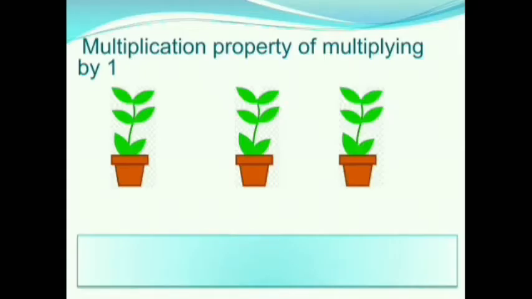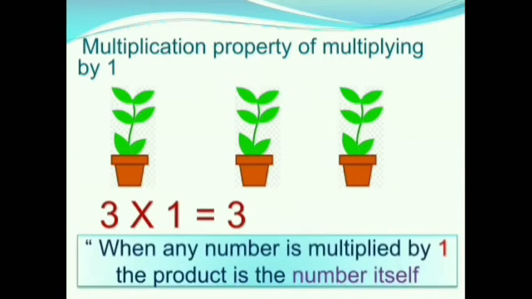Now we will learn about the multiplication property of multiplying by 1. How many flower pots are there in the above figure? 3 flower pots are there in the above figure. How many plants are there in each pot? 1 plant is there in each pot. How many plants are there in these pots altogether? There are 3 pots. There is 1 plant in each pot. So we will write 3 into 1 is equals to 3. When any number is multiplied by 1, the product is the number itself.